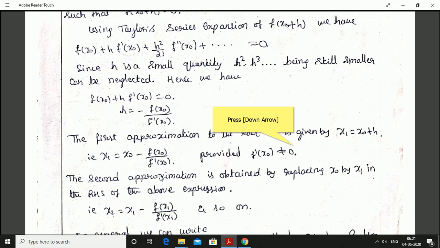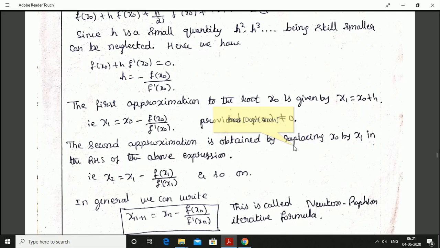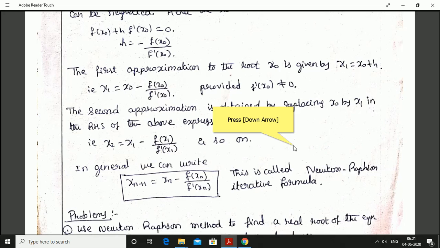The second approximation to the root is obtained just by replacing x naught by x1 in the RHS of the above expression. So, second approximation to the root, if we denote it as x2, then x2 is equal to x1 minus f of x1 divided by f dash of x1 and so on. Again, still we can improve this solution just by replacing x1 by x2 in this expression. In general, we can write xn plus 1 is equal to xn minus f of xn divided by f dash of xn. This is the Newton-Raphson iterative formula.